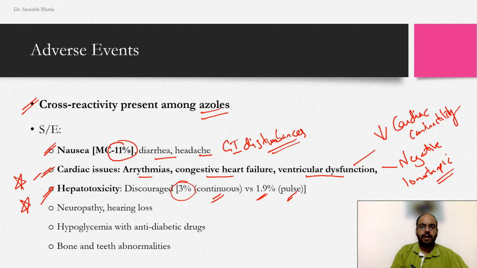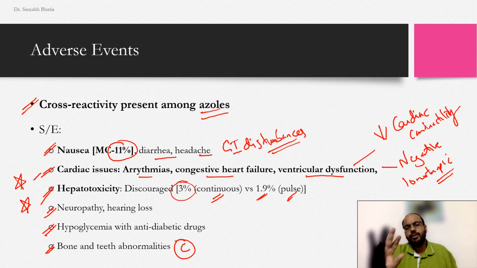Other rare side effects include neuropathy and hearing loss, hypoglycemia when itraconazole is taken with anti-diabetic drugs, and bone and teeth abnormalities have also been mentioned in articles. That is why itraconazole is a pregnancy category C drug and not recommended for use in children. But there have been isolated case reports of itraconazole used for treatment of Tinea capitis in younger children. But remember, it can cause bone and teeth abnormalities.